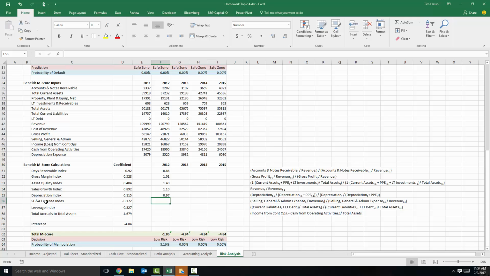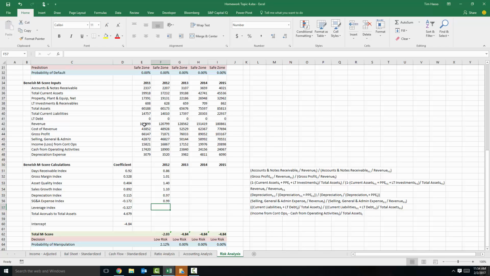Now then you have SG&A expense index. SG&A is selling, general, and admin expenses. So what you want to do is look at your SG&A to your revenue for this year and compare it to your SG&A to revenue last year. So in order to calculate this ratio, we take equal to, open up a bracket, find our SG&A line item for this year, divided by our revenue for this year, close the bracket, and divide that by the same formula for last year. So SG&A divided by revenue, close the bracket, enter.